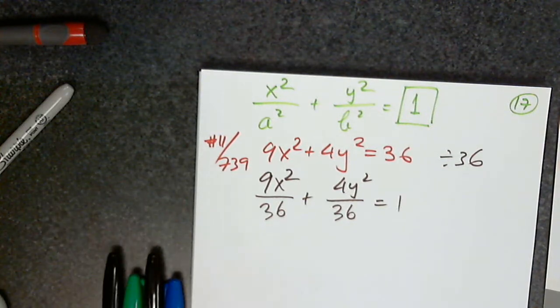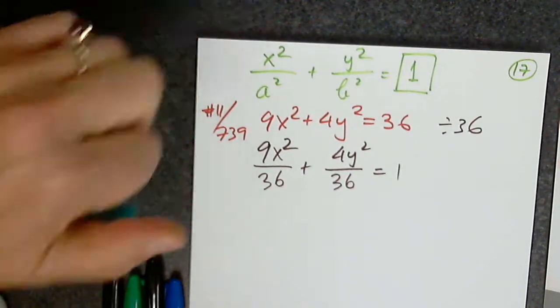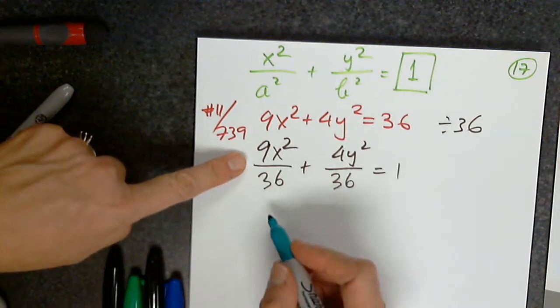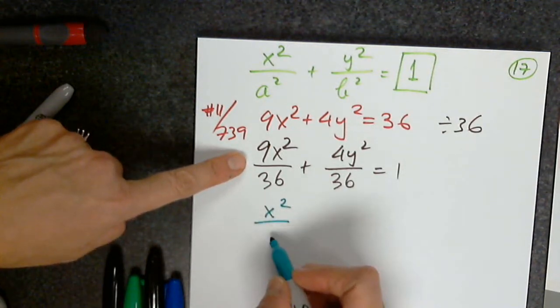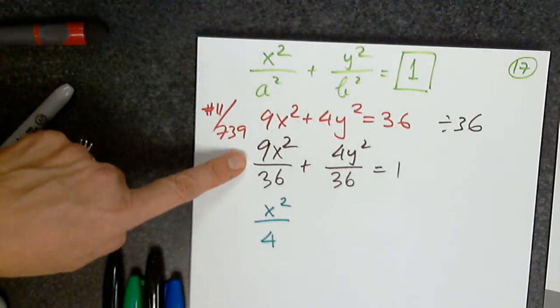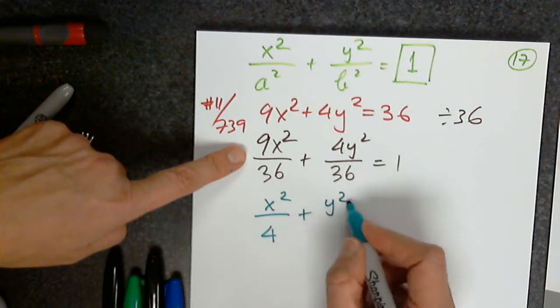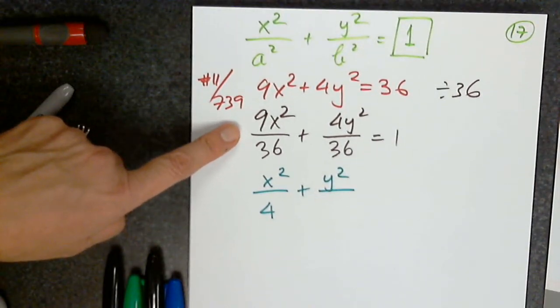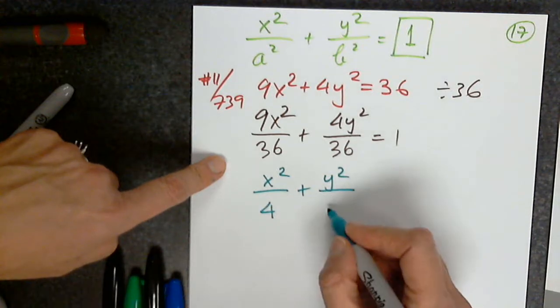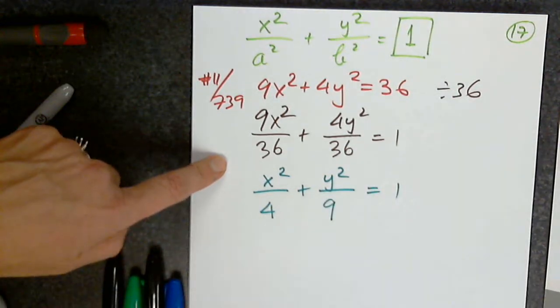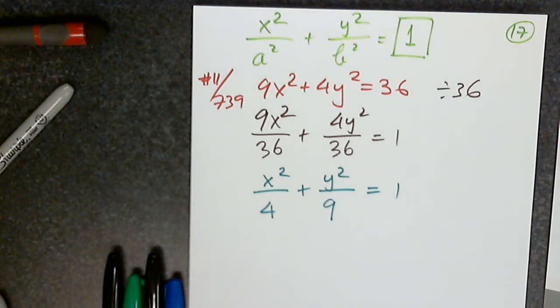Very good. So now I will simplify. What do I simplify by in the first equation? Yes, and I get 4 in the denominator. What do I simplify by in the second equation? Very good, and I get 9 in the denominator, and that's 1. Very good. Now, I will identify what?